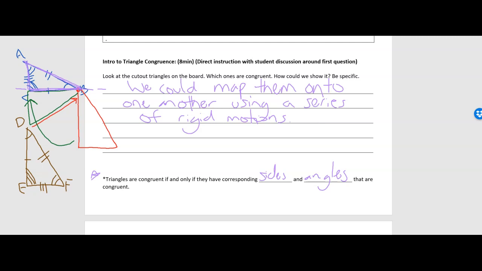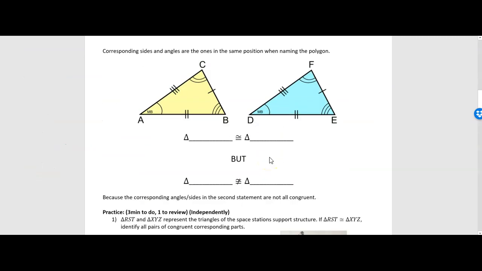Okay, before we get into proofs, we're actually going to do some practice with labeling congruent sides and angles based on whether they're corresponding. So when we have two triangles, we can write a congruency statement. We can say triangle something something something is congruent to triangle something something something. So based off of the two triangles that we have, I want you to fill in a congruency statement that you think is true.